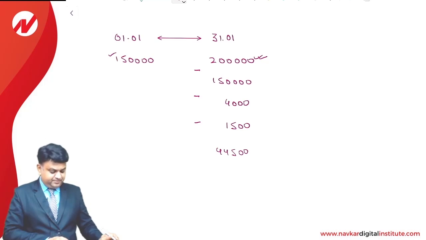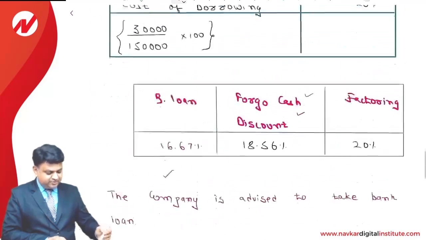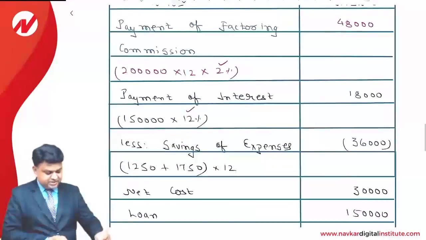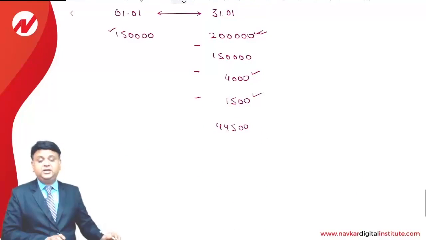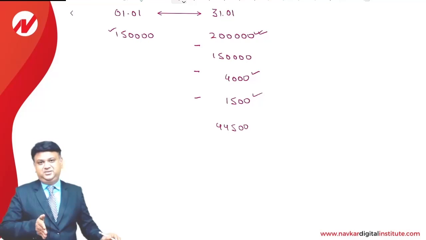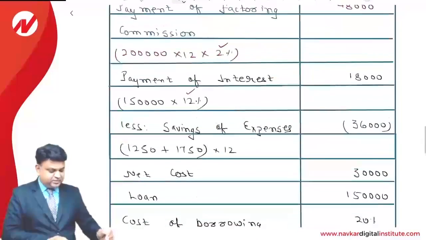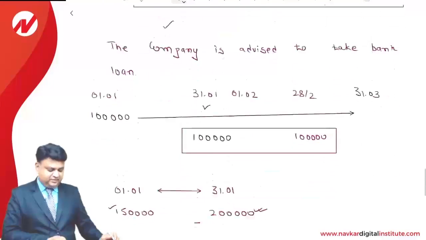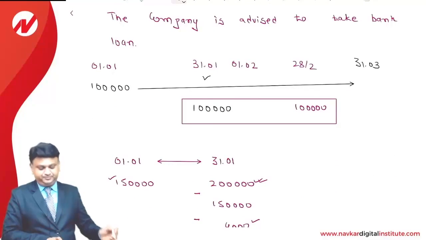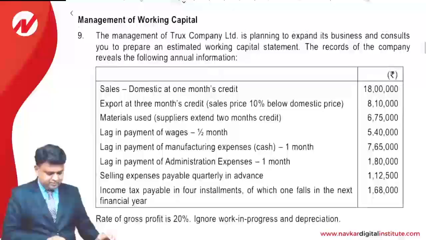Now understand carefully. This amount of the commission of rupees 4,000 is collected 12 times in a year. So 4,000 into 12 comes to a commission of 48,000. And importantly, this interest of rupees 1,500 is also collected every month. So 1,500 into 12, what is the yearly expense? The yearly expense is 18,000. Accordingly, we are required to make the calculation and select the proposal. A very good question in my opinion from the examination point of view.